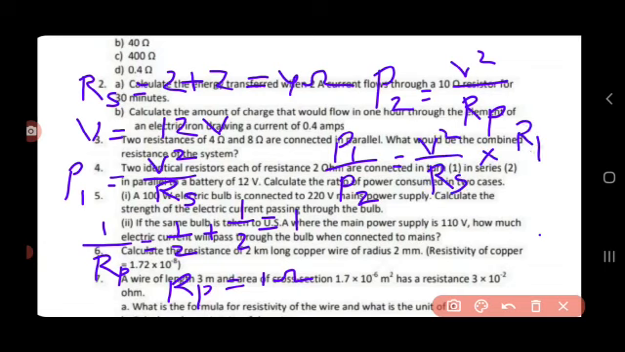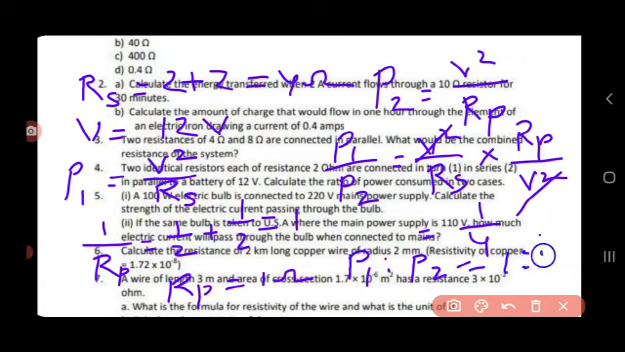I repeat the question once again. Two resistors, 2 ohm each, are connected in series first. So we get the equivalent resistance in series Rs, that is 2 plus 2, 4 ohm. Potential difference is given, that is 12 volt. So power consumed in this case, P1 is equal to V square by Rs. In the second case, resistors are connected in parallel. So 1 by Rp equal to 1 by 2 plus 1 by 2, that is 1. So Rp equal to 1 ohm.